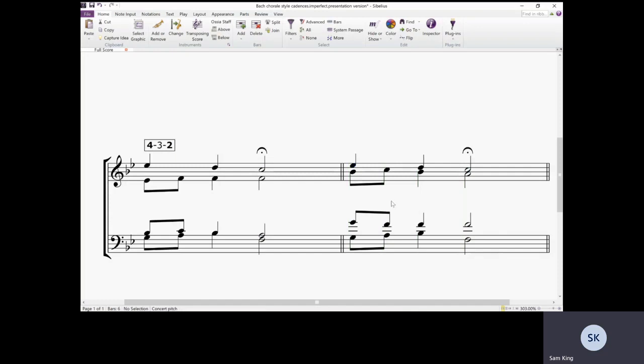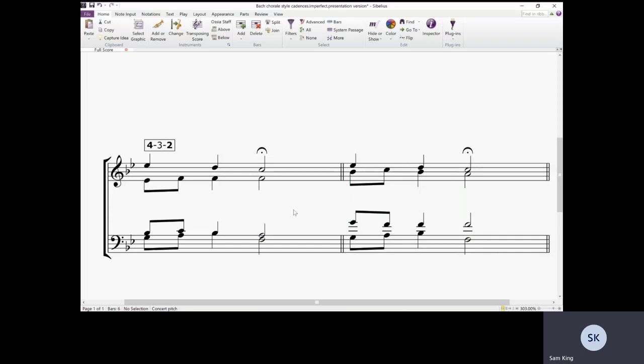Just worth saying here as well that, you know, do not be afraid of the tenor singing a G. This is absolutely fine for the tenor. The tenor lives really in the space between this G and this G, generally in Bach Chorales, so that will work absolutely fine.